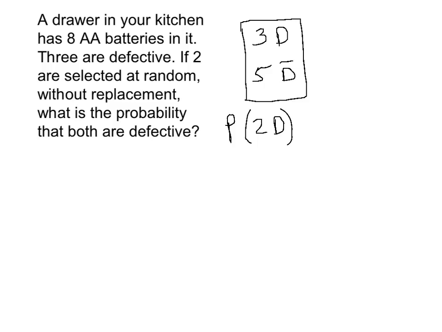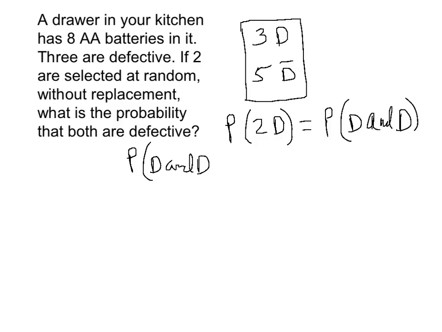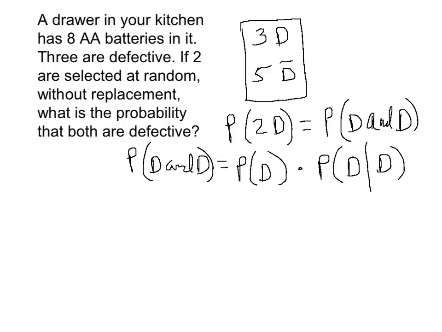So that's 2 defective, which is the same as saying that we would have a defective and a defective. And the word "and" tells us that we are going to multiply. The multiplication rule tells us that the probability of D and D would be the probability that we would get a defective times the probability that we would get a defective given we got a defective on the first draw. We can make a tree diagram that would illustrate this.